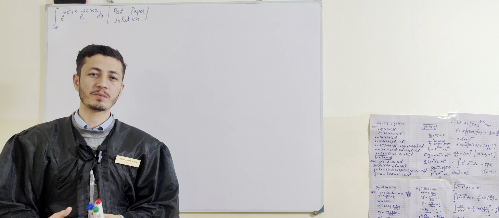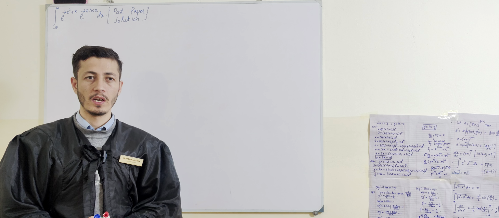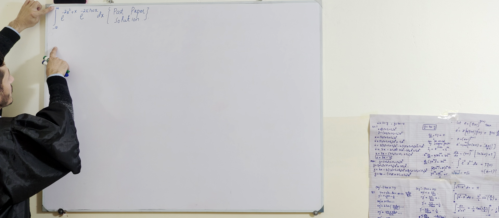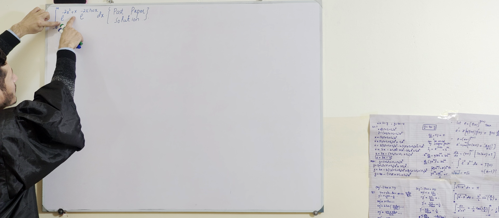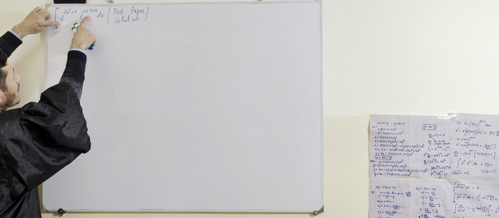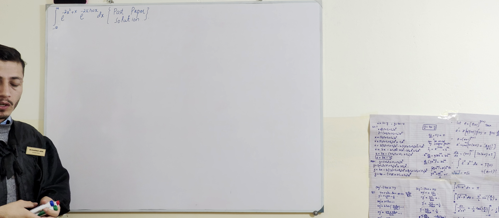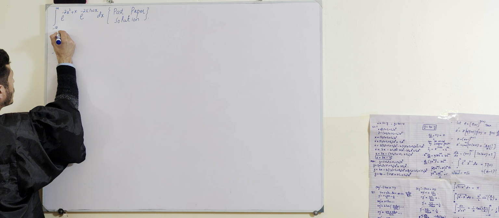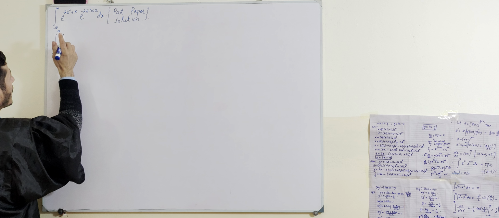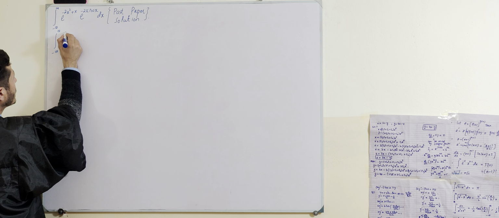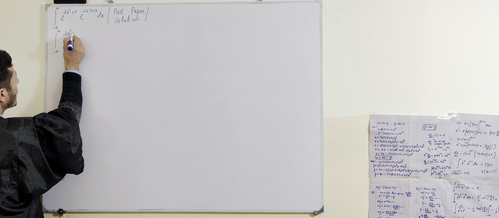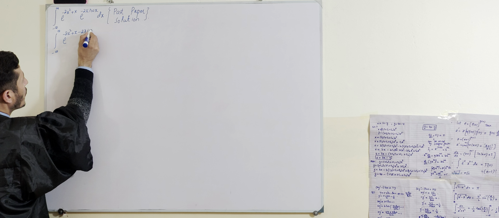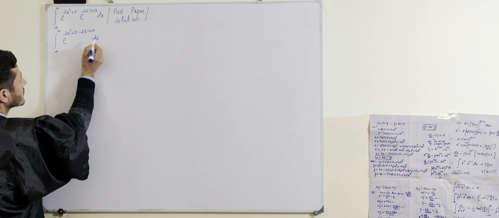Today I am here to solve the past paper solution of the Skoltech scholarship test. The question is the integral from minus infinity to infinity of e^(-2x² + x) times e^(-2πiωx) dx. So let's try to solve the integration from minus infinity to infinity. The bases are the same, so the exponents will be added: e^(-2x² + x - 2πiωx) dx.